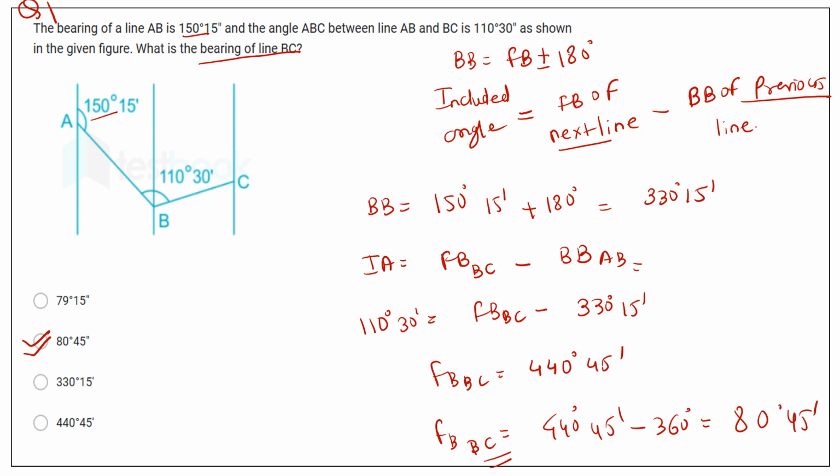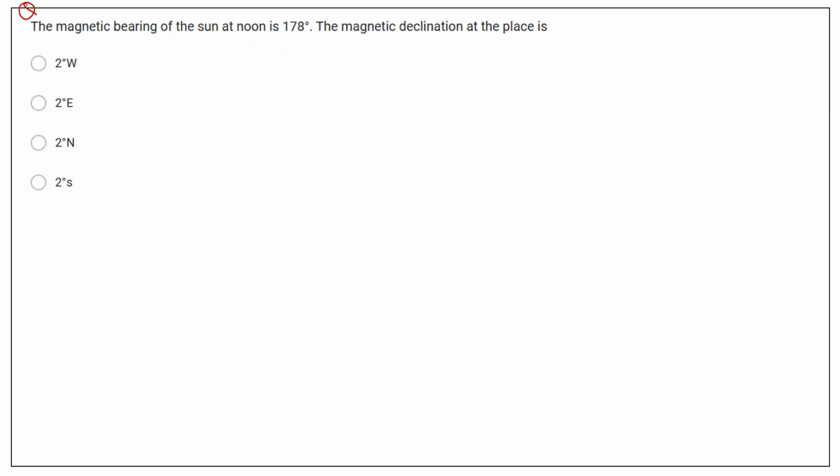The next question, question number 2. The magnetic bearing of Sun at noon is 178 degree. The magnetic declination at the place is? The formula is: true bearing is equal to magnetic bearing plus or minus magnetic declination.